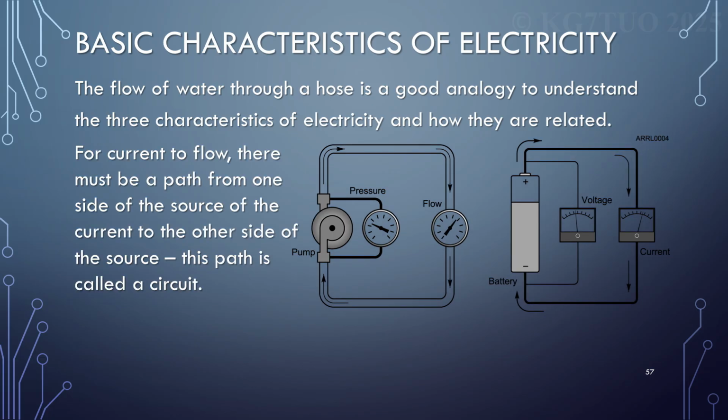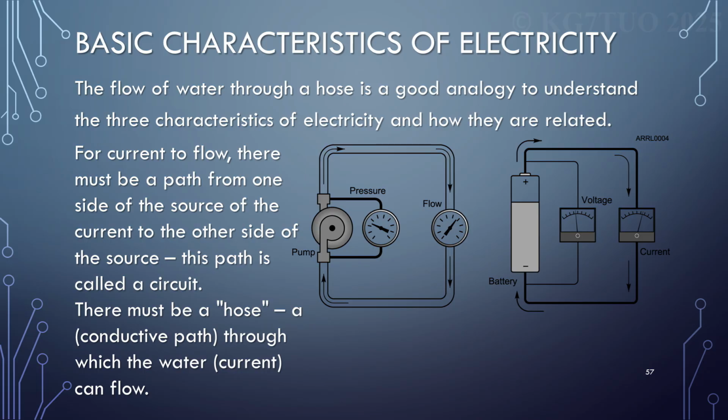For current to flow, there must be a path from one side of the source to the other side, and this path is called a circuit. So source, or positive of the battery, and it's got to come back to the other side, or the negative of the battery. If you don't have that negative side, nothing flows. There must be a hose, or conductive path, or a conductor, the wire, through which the water or the electricity can flow for either of those systems to work.